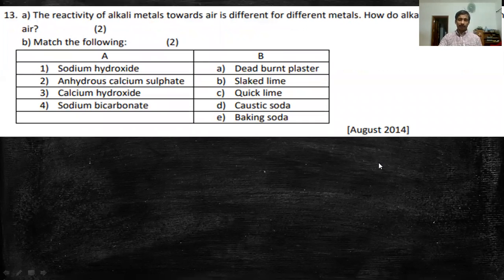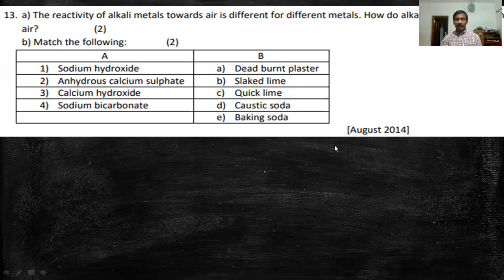Again, match the following. Before that, the reactivity of alkali metals is different for different metals. How do alkali metals react with the air? Reactivity towards air is different for different metals. Alkali metals react with air.